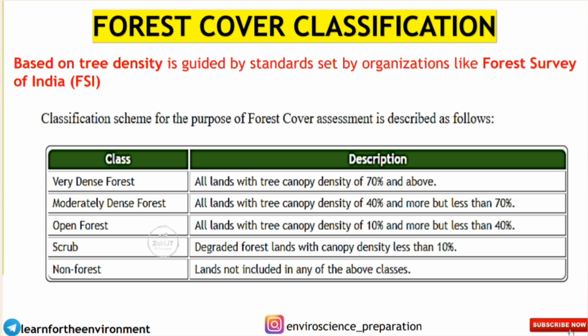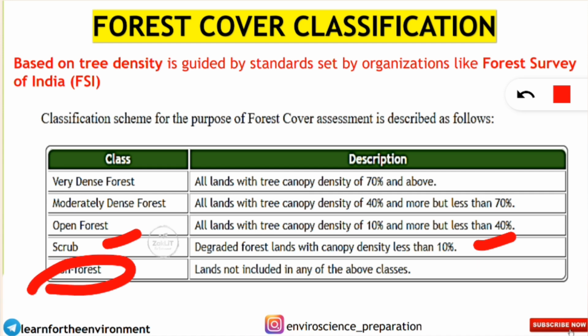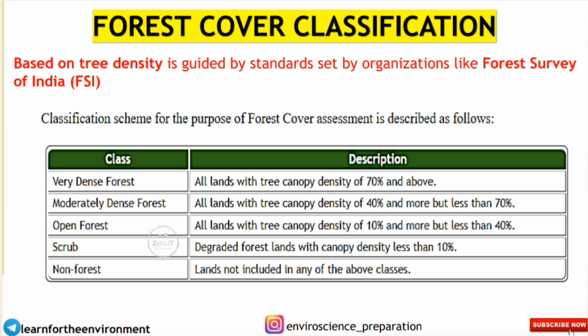Next is scrub. Scrub is degraded forest land with canopy density less than 10%. Then non-forest: the lands not included in any of the above classes will be called non-forest area. So these are the important things. Less than 10% is scrub, 10 to 40% is open forest, 40 to 70 is moderately dense forest, 70 and above is very dense forest. I hope you have noted it down.